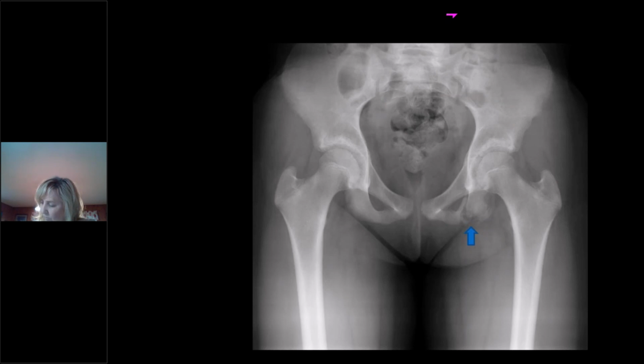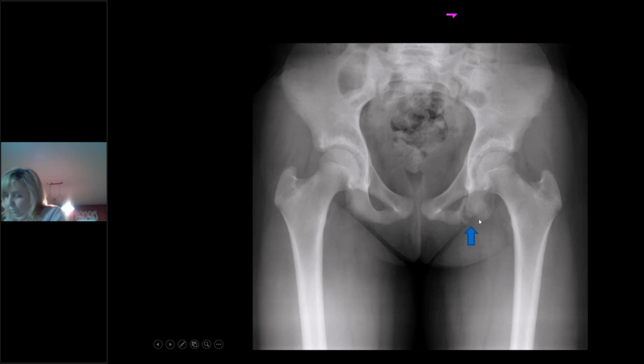Here's an example of a pubic rami fracture. This one is easy to see on the inferior pubic rami. And this is actually a younger patient. This was a patient of mine who was sliding into a base, second base, who was safe, by the way. And she got her leg twisted up, and she actually busted her inferior pubic rami.